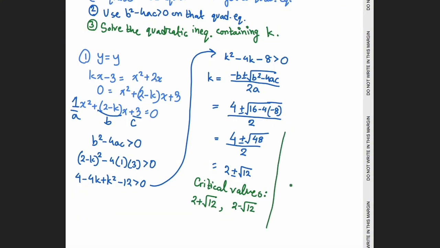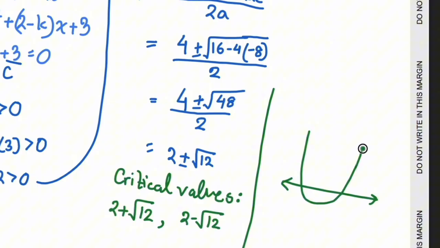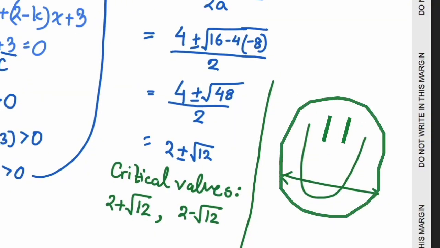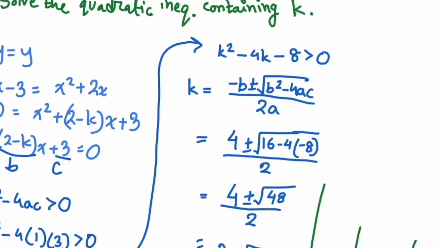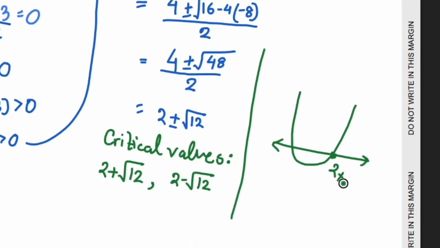So let's take a look at the graph. This is the graph of this quadratic inequality. This is a smiley graph because there is plus. This is a positive coefficient for k squared. If this was a negative coefficient, this will be a frown curve. So this point is 2 plus root 12 and this point is 2 minus root 12.